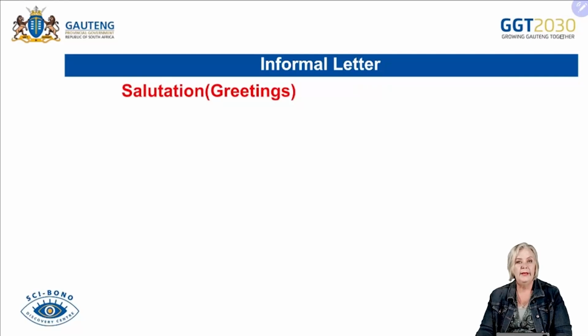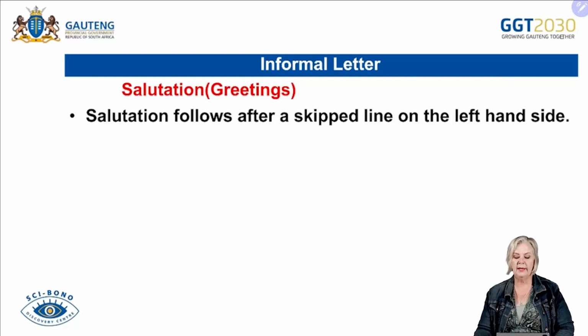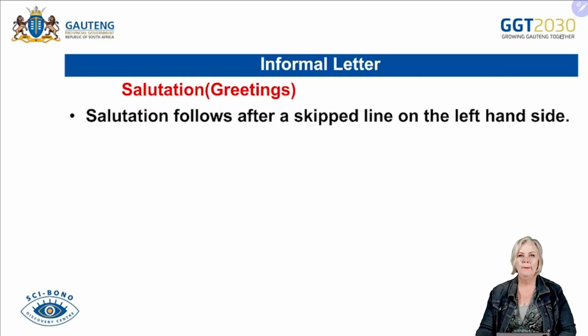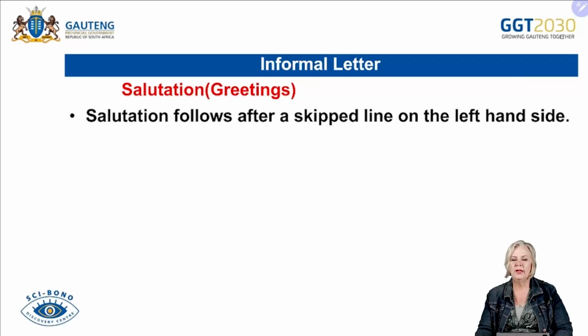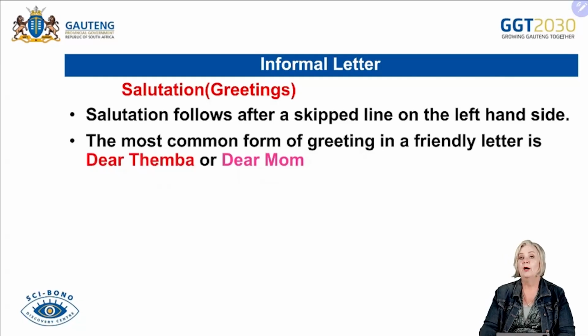In your informal letters, your salutation or your greeting might look like this. Salutation usually follows after a skipped line on the left-hand side. Remember, your address will always be on the right and trying to keep it in a block as much as possible. So you skip a line after you've written the date. On the left in the margin, you write your salutation. The most common form of greeting in a friendly letter is Dear Themba, Dear Mom.